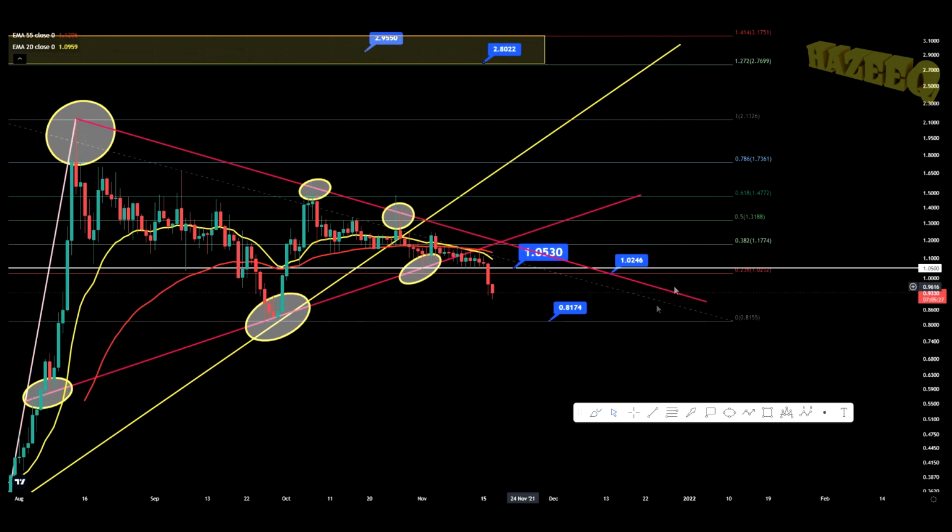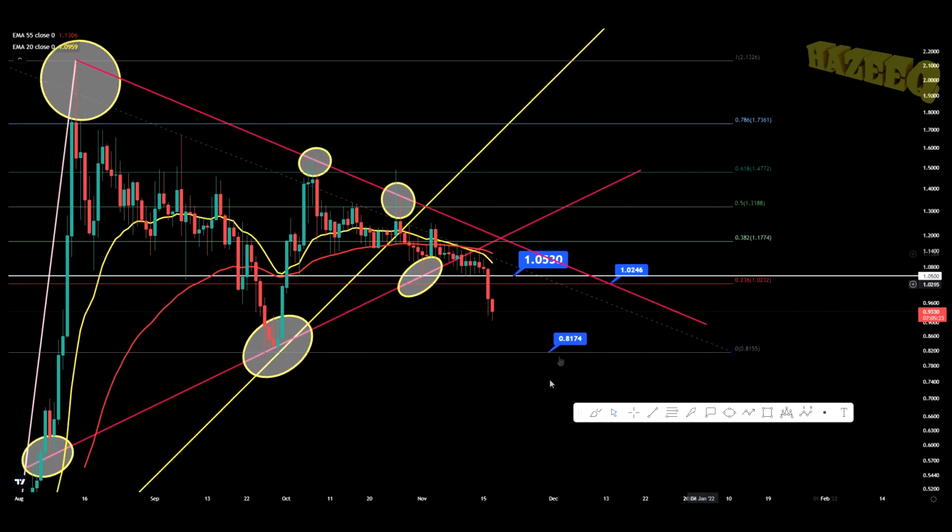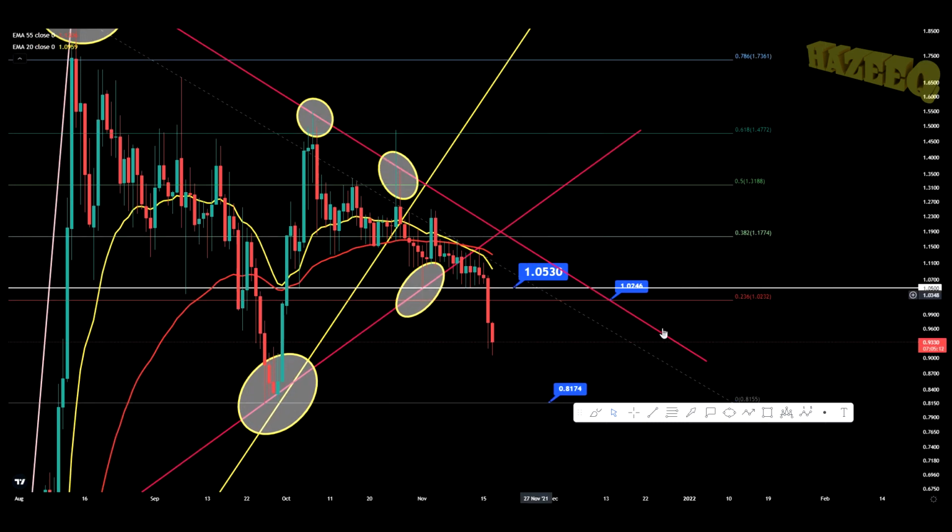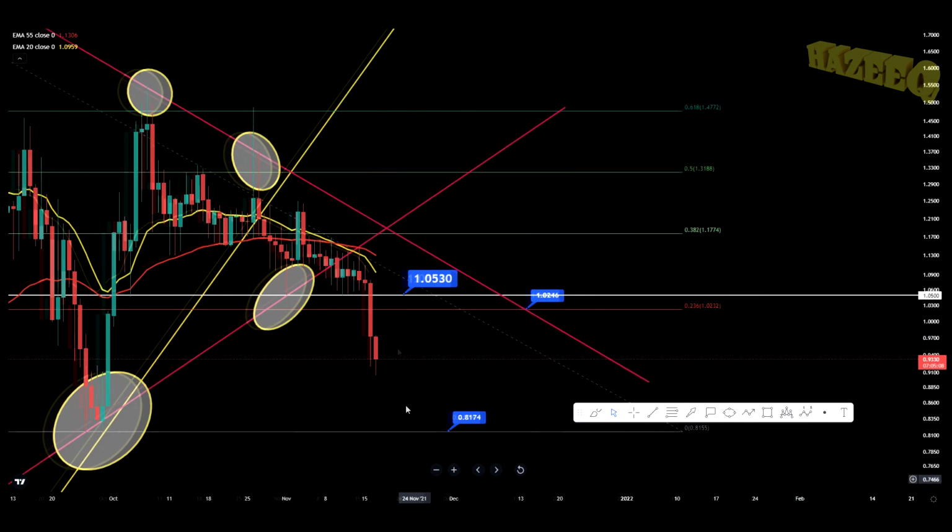Now, like I said, 81.74 cents is what you're looking at as your bottom. Now, you're going to be testing this pink trend line as resistance from this point. You're going to be testing $1.05 as resistance as well, and the 0.236 at $1.02 as well.